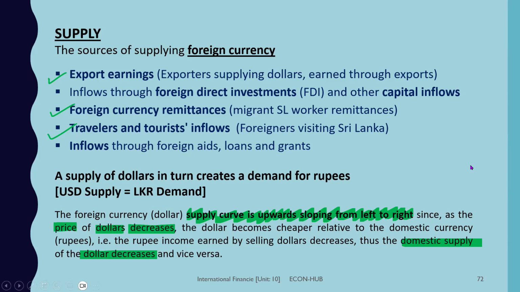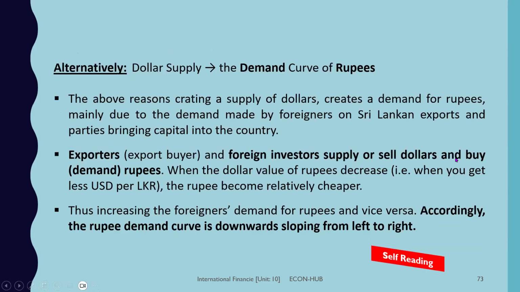So this is a basic way to explain the dollar supply curve. Now we are going to connect it a bit and explain, along with the dollar supply, the rupee demand as well. Read this with me, one point at a time. So dollar supply, demand for rupees. The above reasons, that is the list you wrote.